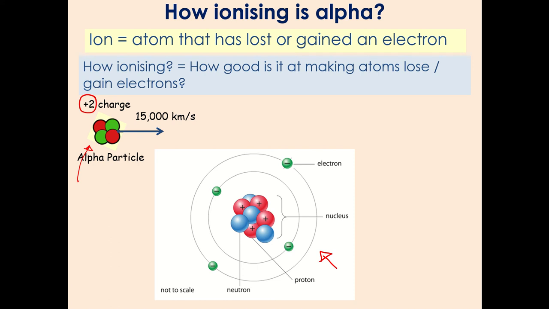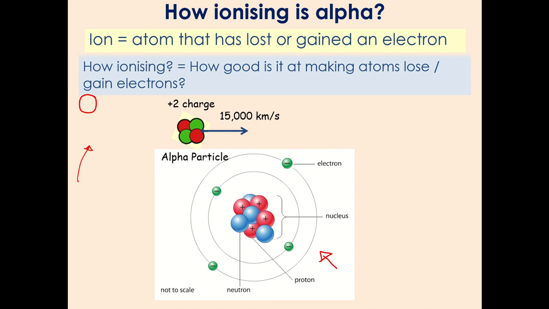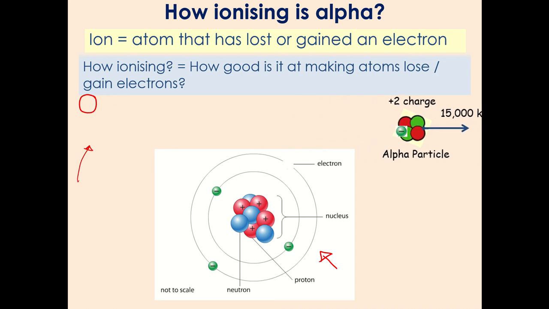So if that alpha whizzes past the atom, what it actually can do is attract a negative electron out of the outer shell of the atom, causing the atom to become an ion. It's no longer neutrally charged. So in terms of how ionizing alpha is, we say it's strongly ionizing. That's the phrase we need, and that's because of the fact that its charge is +2.